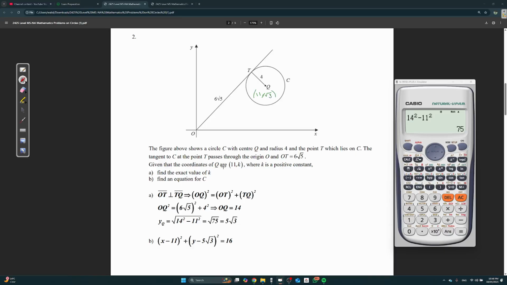They're saying to find an equation for the circle. Very easy. How do you find an equation for the circle? (x - h)² + (y - k)² = r². Right, very easy. What is the center? It's (11, 5√3). So (x - 11)² + (y - 5√3)² = r², the radius 4 squared, which is 16. Okay.